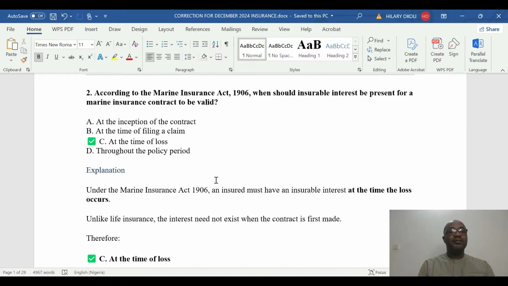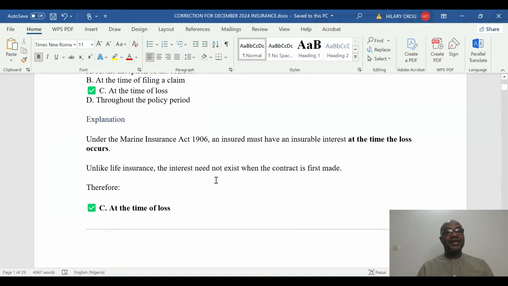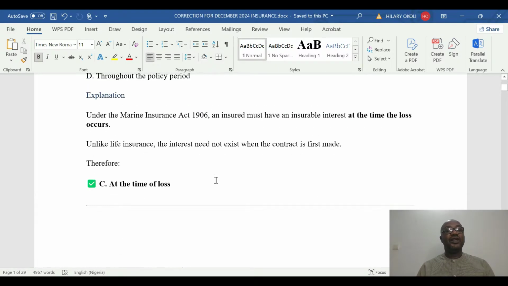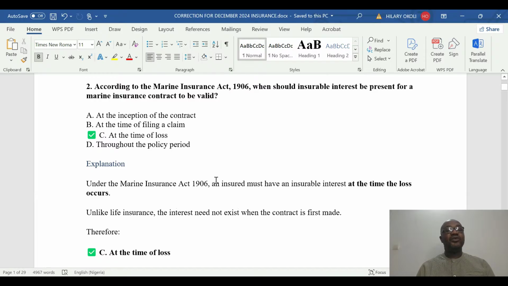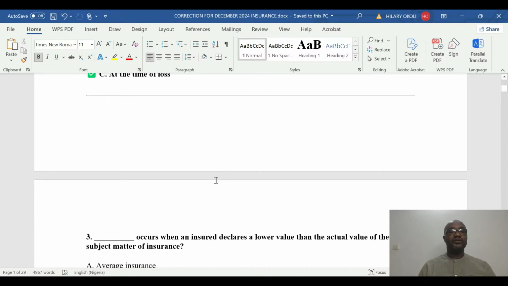The reason being, under the Marine Insurance Act of 1906, an insured must have an insurable interest at the time the loss occurs. Unlike life insurance, the interest need not exist when the contract is first made. So C is the answer, at the time of loss. So let's go to the question again. According to the Marine Insurance Act of 1906, when should insurable interest be present for a marine insurance contract to be valid? Our answer is at the exact time of the loss.